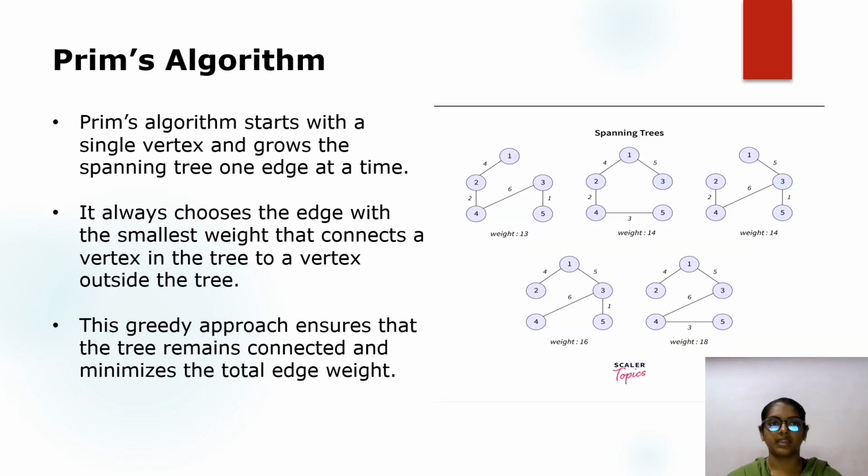Prim's algorithm. Prim's algorithm starts with a single vertex and grows the spanning tree one edge at a time. It always chooses the edge with the smallest weight that connects a vertex in the tree to a vertex outside the tree. This greedy approach ensures that the tree remains connected and minimizes the total edge weight.